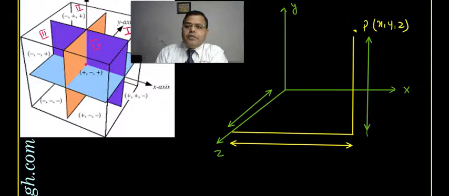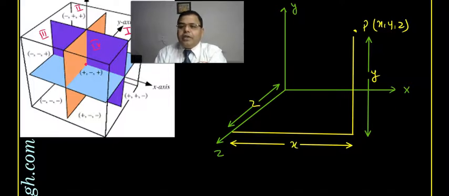The z coordinate is the distance along the z axis from the origin, and the distance along the y axis is the y coordinate. This plane is called the xz plane. So this is y, this is x, and this one is z. So this is all about the coordinates.